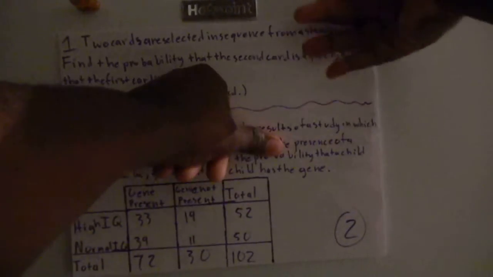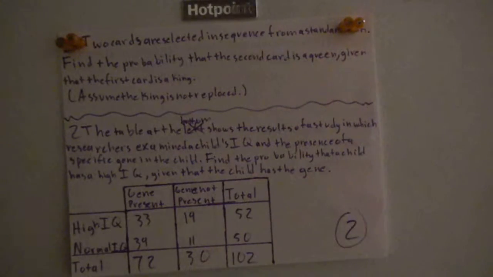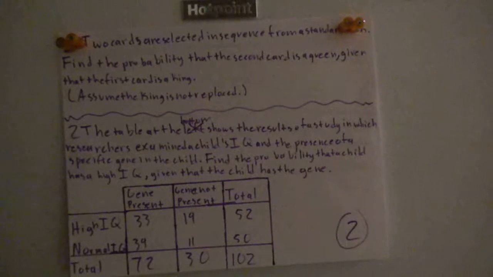So for our first two questions, two cards are selected in sequence from a standard deck. Find the probability that the second card is a queen given that the first card is a king. Assume the king is not replaced. In our second question, the table at the bottom left shows the results of a study in which researchers examined a child's IQ in the presence of a specific gene in the child. Find the probability that a child has a high IQ given that the child has the gene. Our solutions.